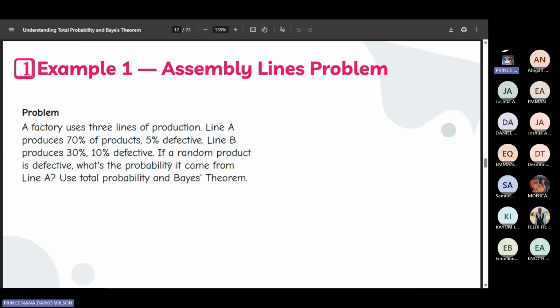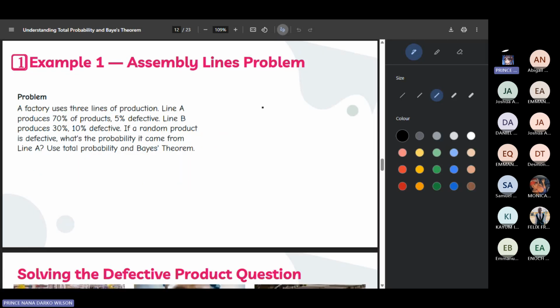So it's even telling you what method to use, that we should use total probability and Bayes' theorem. So let's see what this means. We are with this factory. Let's define all the parameters that were given.